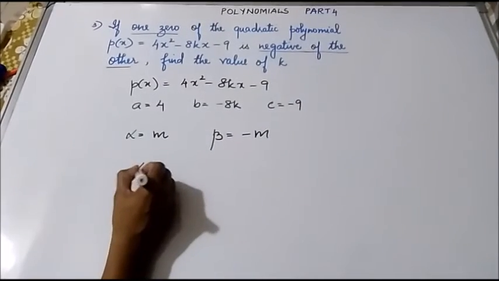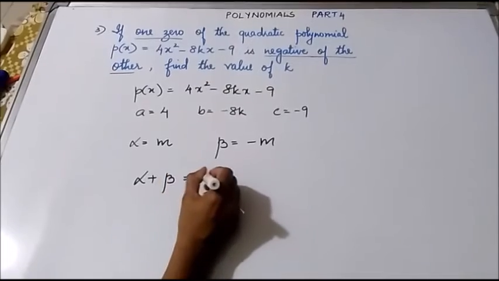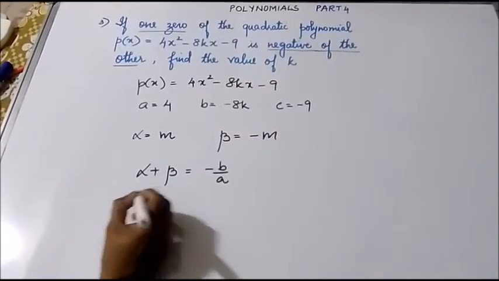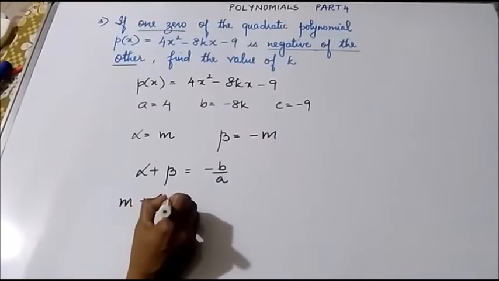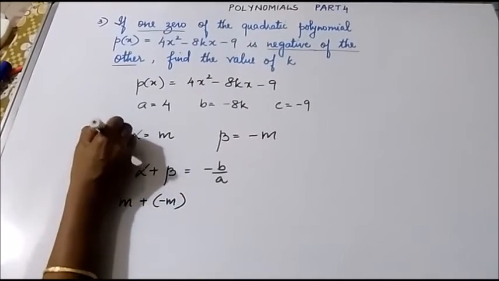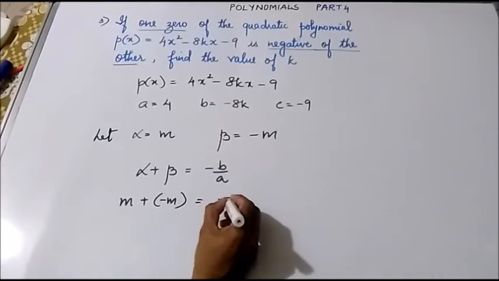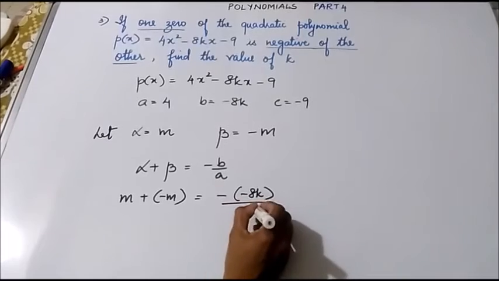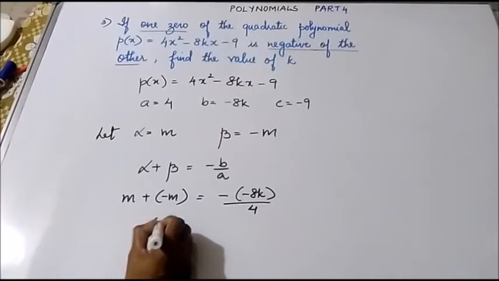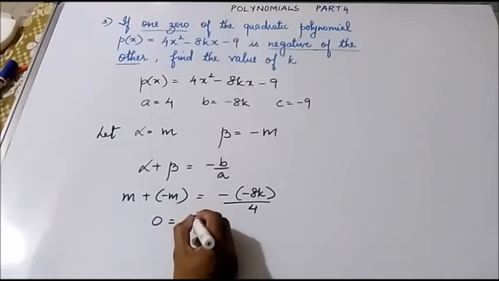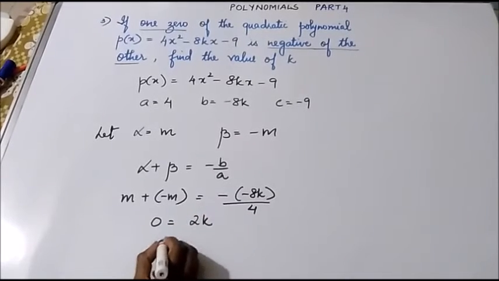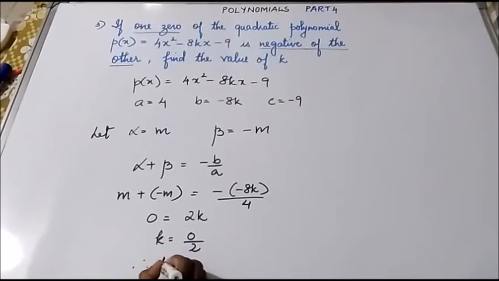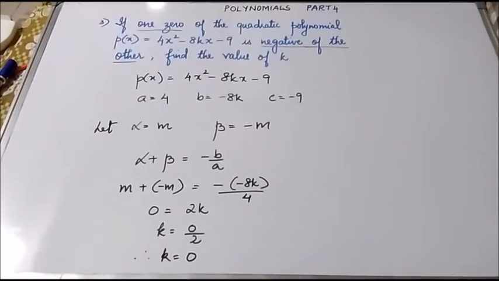Now we know that alpha plus beta is equal to minus b by a. Alpha we have taken as m, and beta we can write as minus m, so m minus m is equal to minus b by a. What is b? Minus 8k, and a is 4. m minus m will give us 0. Here 4 ones are 4, 4 twos are 8, that will give us 2k, that is k is equal to 0 by 2. Therefore, k is equal to 0.